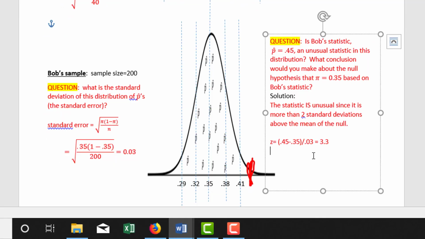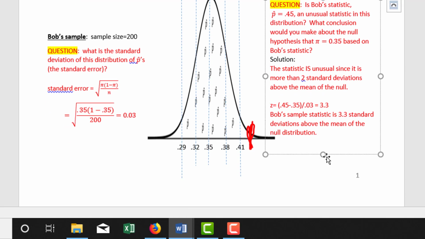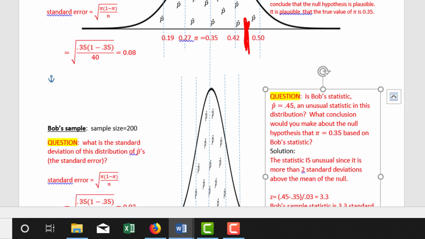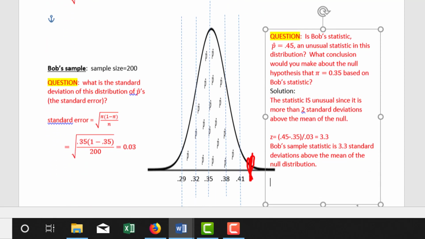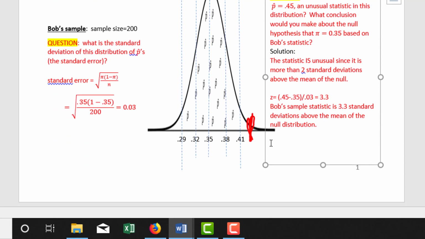Bob's sample statistic is 3.3 standard deviations above the mean of the null distribution. So, since Bob has an unusual statistic, Bob would conclude that he has very strong evidence against the null hypothesis, and Bob has strong evidence that it is not 0.35 since his sample statistic is so unusually high.